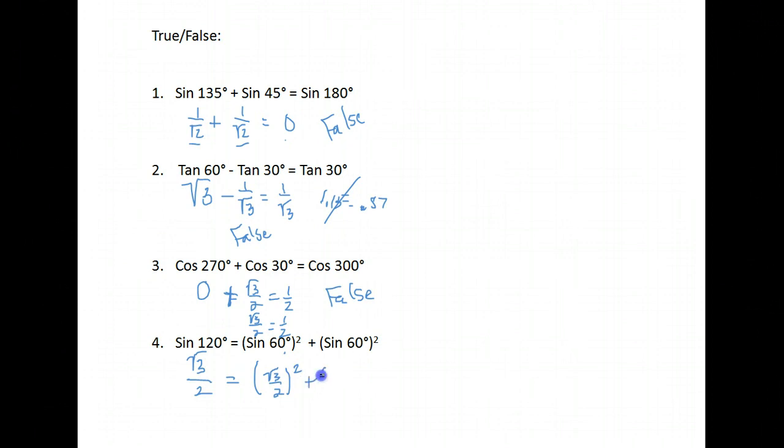We're going to square that. Sine 60, square root of 3 over 2, we're going to square that. So is the square root of 3 over 2 equal to, this would just square, that would give me root 3 squared is 3, and on the bottom 2 squared is 4. Is the square root of 3 over 2 equal to 6/4?